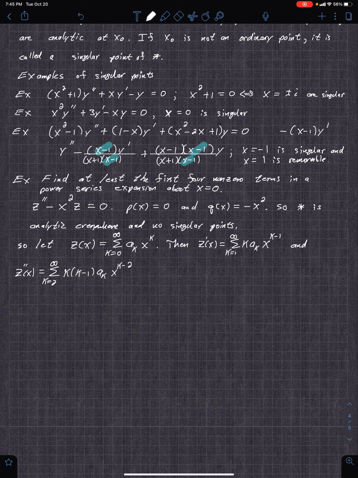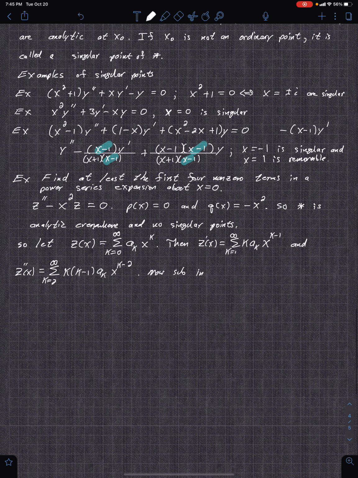So now we substitute these into our equation. We're going to take this z and substitute here, and this z double prime and substitute here. But we need to make our indices match. That's going to be the tougher part. Okay, so now substitute into here.